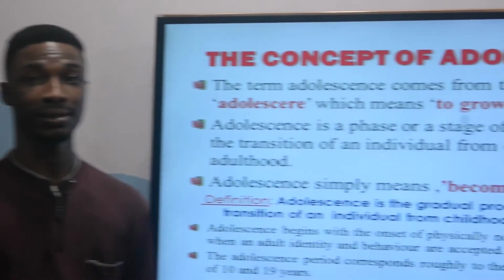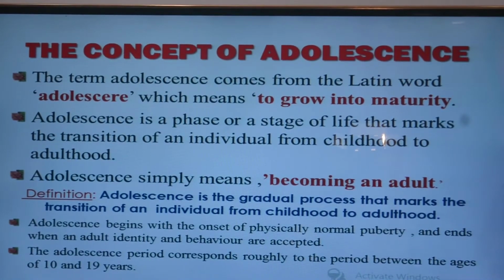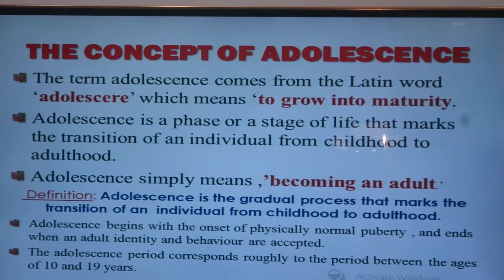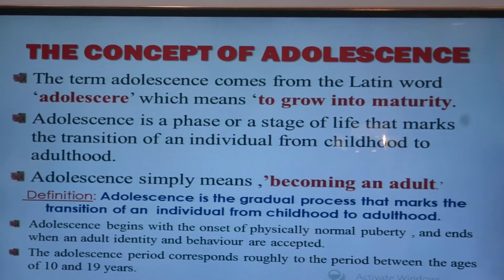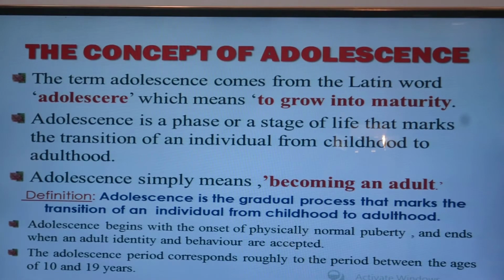So let's look at the concept of adolescence. What is adolescence? The term adolescence comes from the Latin word adolescere, which means to grow into maturity. Adolescence is a phase or a stage of life that marks the transition of an individual from childhood to adulthood. So adolescence simply means becoming an adult. Leaving your childhood stages and becoming an adult is called adolescence.